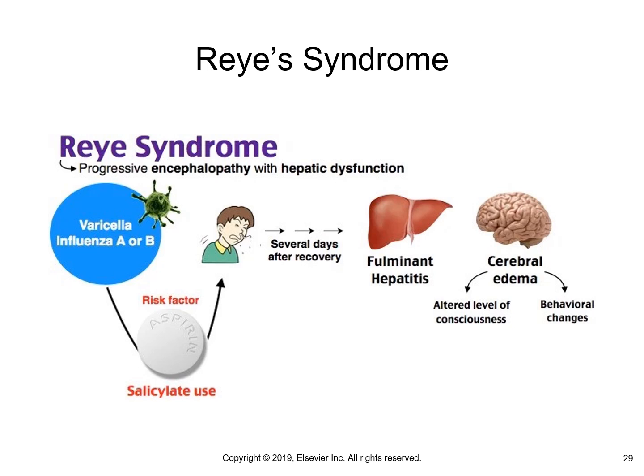And while the child is having that viral illness, for some reason, the child took aspirin or something that is salicylate based, and then the child is now going to show some symptoms several days after recovery because of the inflammation or the damage to the liver, and then it can also cause cerebral edema. With the cerebral edema, you're going to see some altered level of consciousness and behavioral changes.